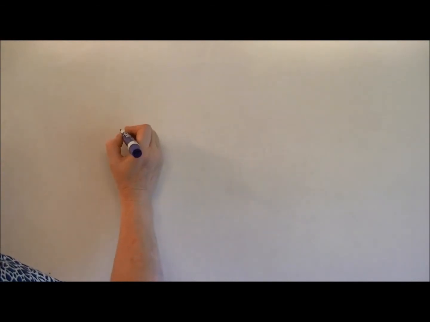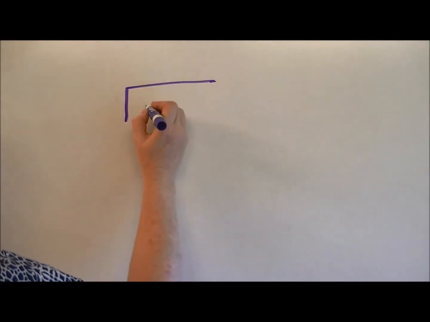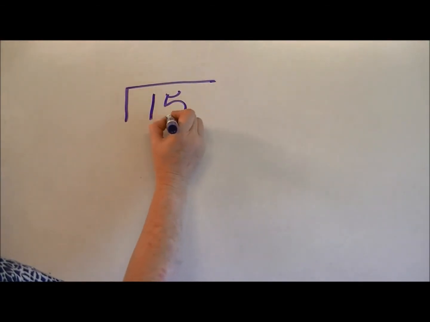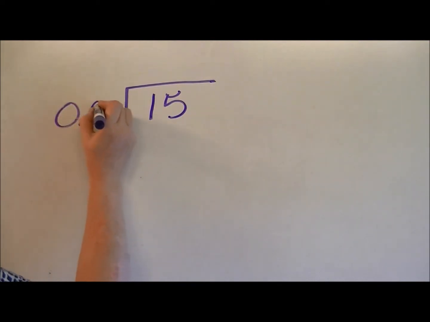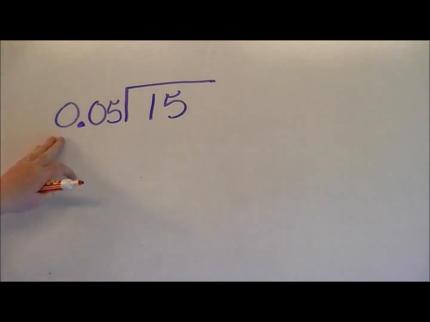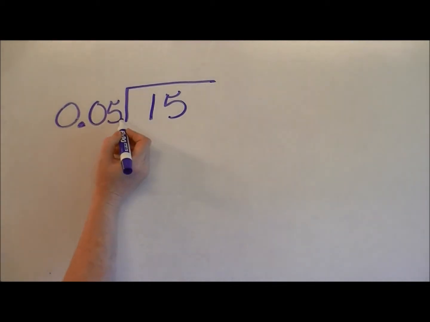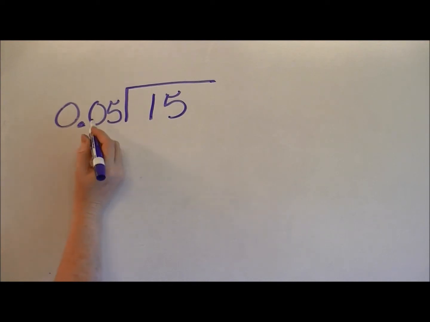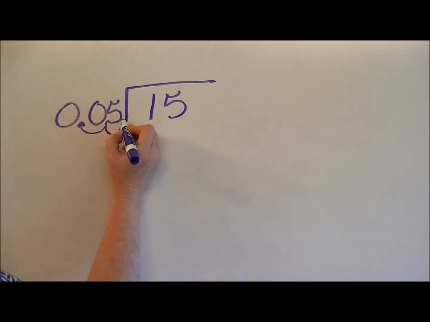Let's make this one just a little bit more complicated. We have 15 divided by 0.05. The divisor has a decimal, so we have to get rid of it. We have to move it toward the division box until we have the number just plain old 5. So I'm going to take 2 hops to the right.